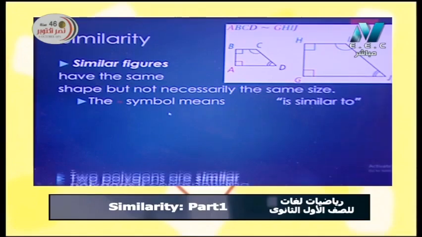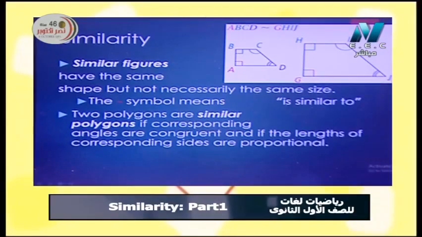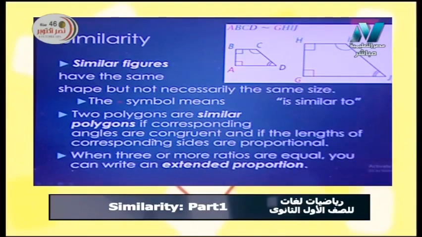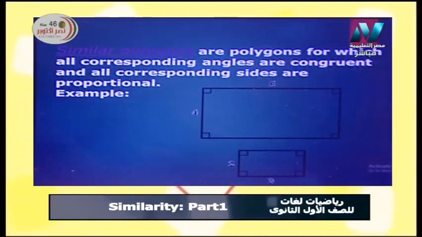After that, two polygons are similar if corresponding angles, as we said, are congruent and if the lengths of the corresponding sides are proportional. Proportional means each ratio equals the other. When three or more ratios are equal, you can write an extended proportion. Let's see the second one: polygons for which all corresponding angles are congruent and all corresponding sides are proportional.